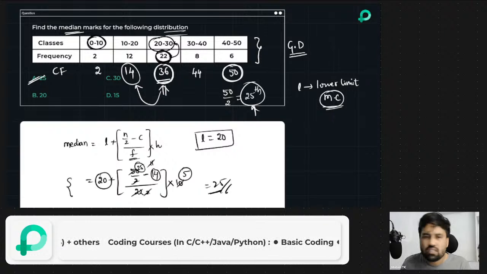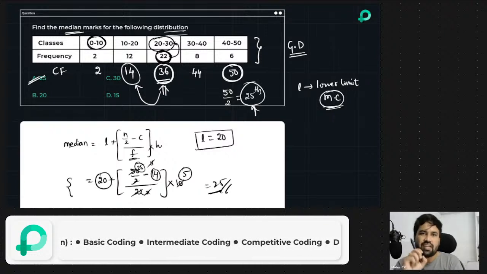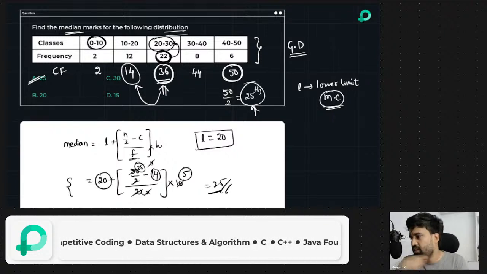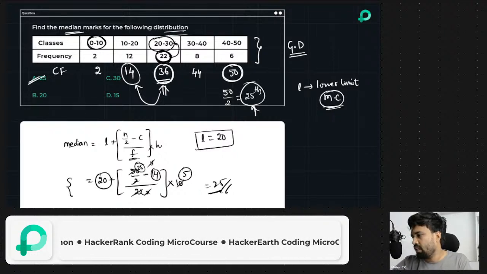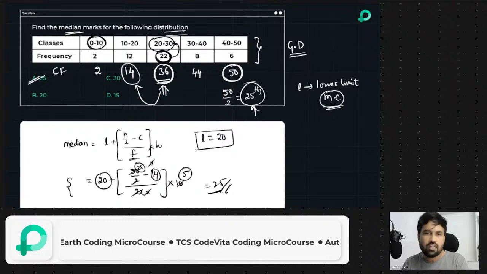Okay guys, so this is how you can do this type of elementary statistics. I don't want to waste much time. If you still have any doubts, please reach out to me in the chat section and I will definitely give you the answer quickly.